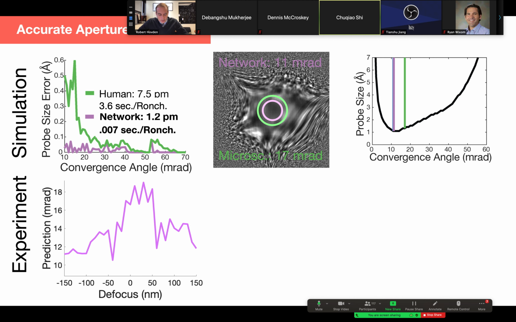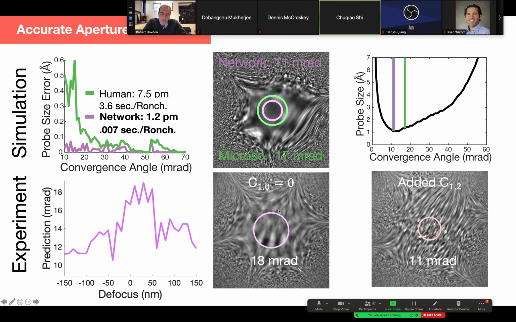So we've at least demonstrated preliminarily that it works on experimental data as well. We can artificially introduce aberrations or defocus and see that the neural net's prediction follows the expected trend. That is, as we bring the Ronchigram closer into focus, the convergence angle increases, and as we go out of focus, it decreases in a way that you expect. So here we're showing the neural net working on data off the microscope, selecting an 18 milliradian aperture for an in-focus image, which is about what we expect for the microscope under the alignment conditions we had. And as we go out of focus, we add twofold stigmatism. We see that we're going down to an 11 milliradian aperture.